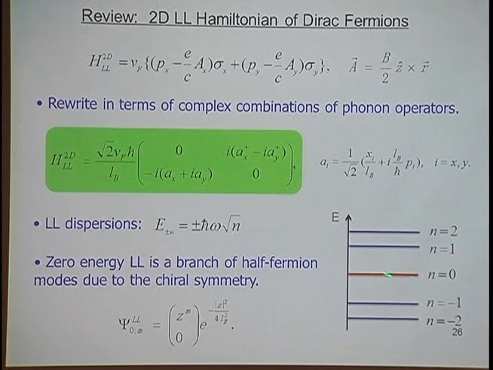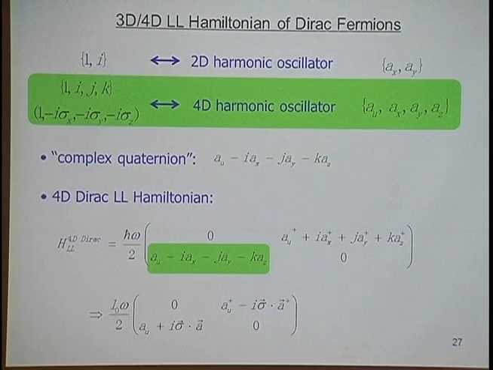And the 0 energy Landau level is particularly interesting. They are due to the chiral symmetry. Each level in this branch is a half-fermion mode, and its wave function is also very simple. Only the spin-up component is non-zero. As you can see, again, it comes back to the non-relativistic wave function with a complex analytic function here. Now, but how to do it in 3 dimensions or 4 dimensions?